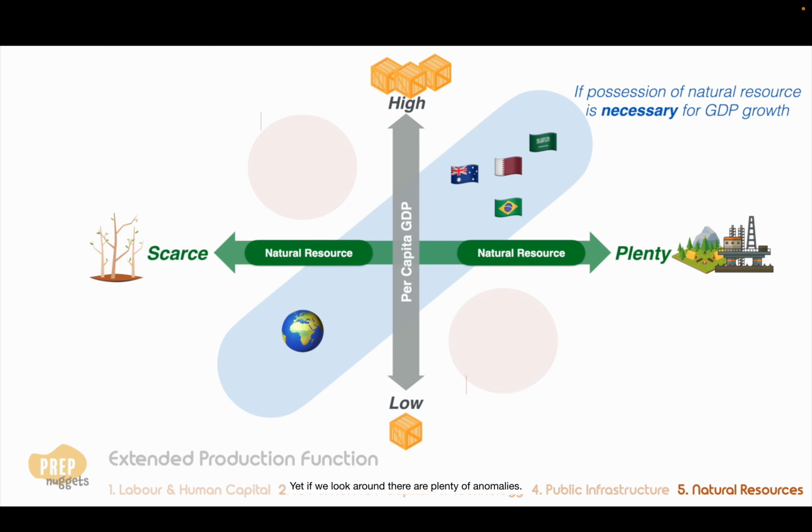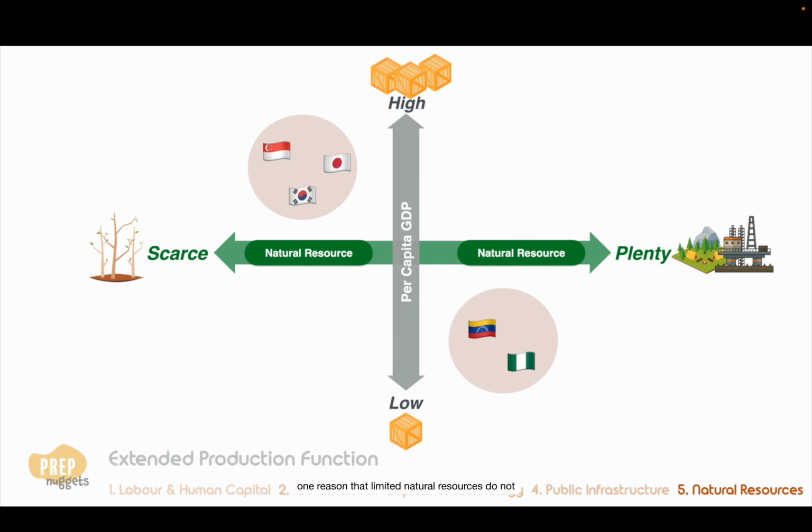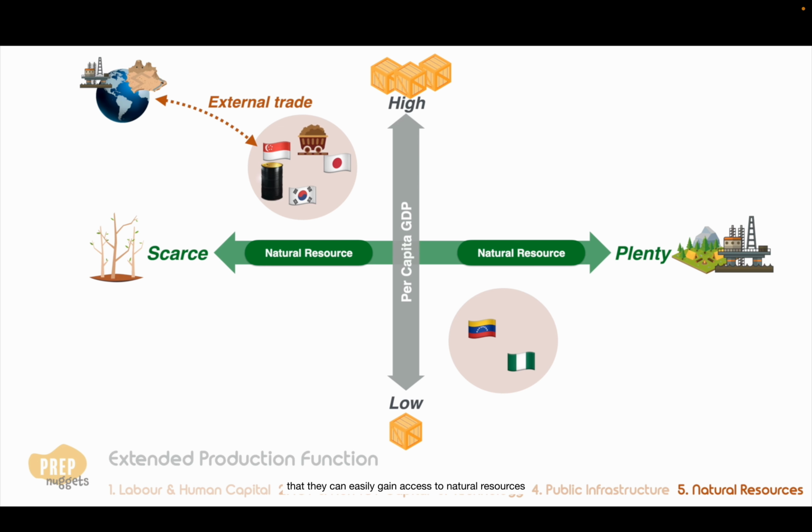Yet, if we look around, there are plenty of anomalies. Some of the resource-rich nations, Venezuela and Nigeria, have low per capita GDP, while some resource-poor countries like Japan, South Korea and Singapore have high per capita GDP. Let's study some of the possible explanations for these anomalies. One reason that limited natural resources do not necessarily constrain economic growth is that access to natural resources does not require ownership of resources. These resource-poor countries that experience high growth are very open to external trade, such that they can easily gain access to natural resources that they lack, so it's not a limiting factor to growth.